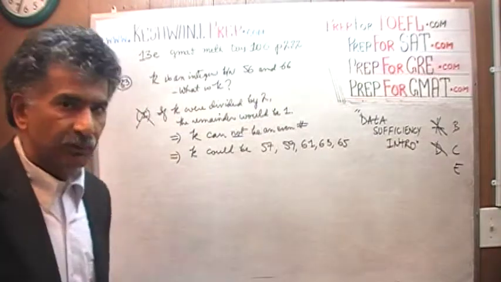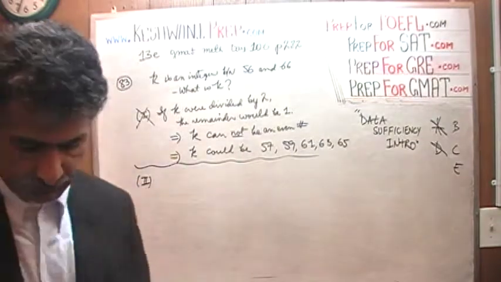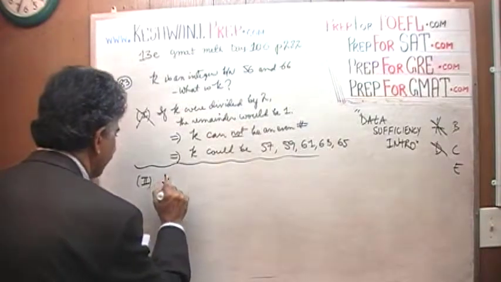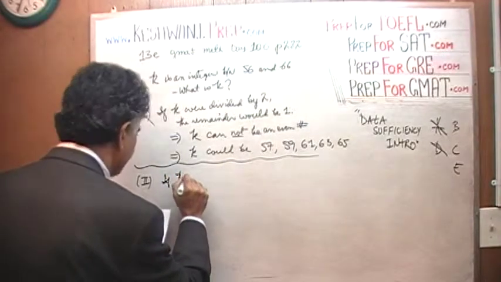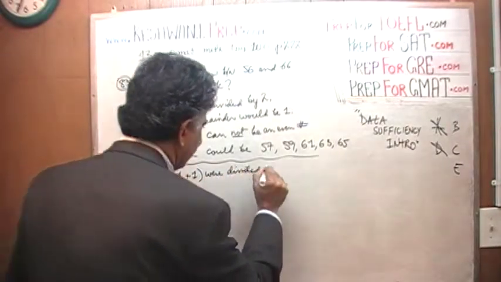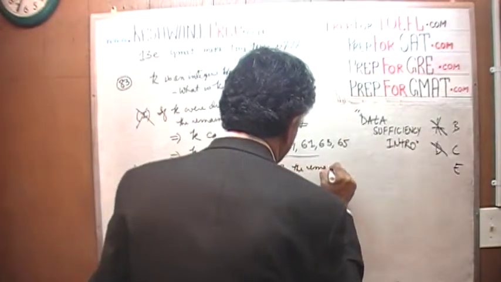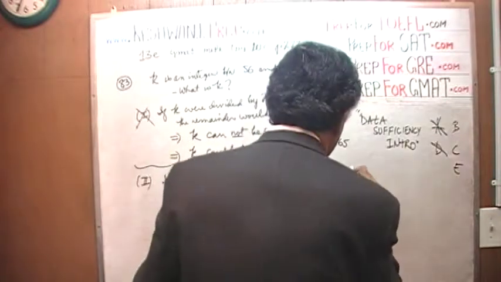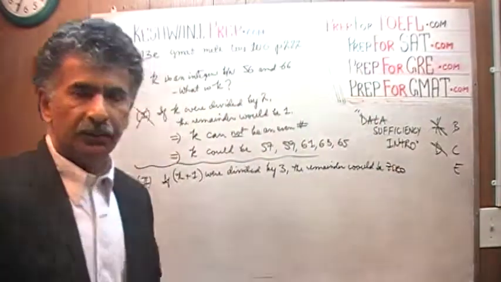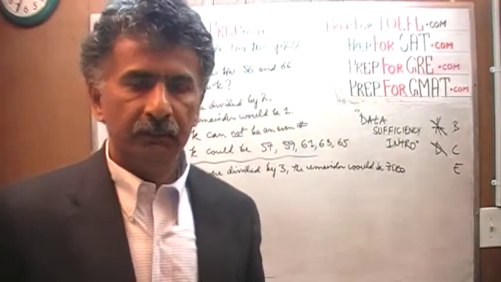So that's it. We do not know the value of k. Let's look at the second statement. The second statement tells us that if k plus 1 were divided by 3, the remainder would be 0. In other words, they're telling us that k plus 1 is evenly divisible by 3, will have no remainder.